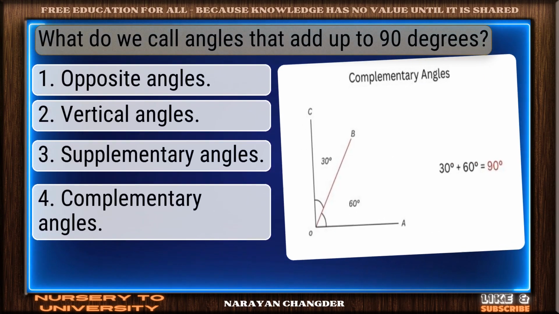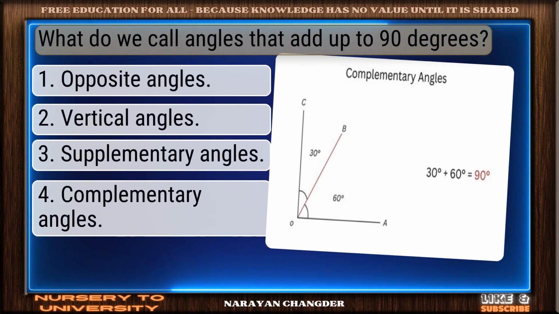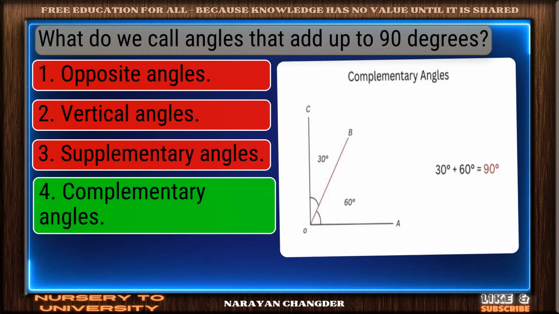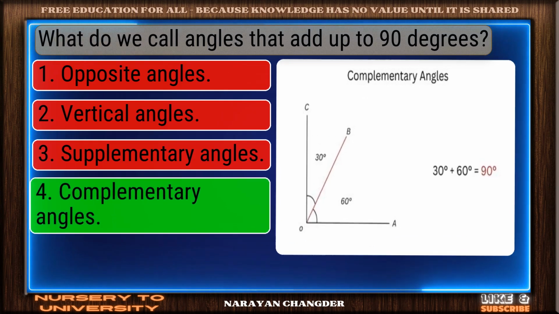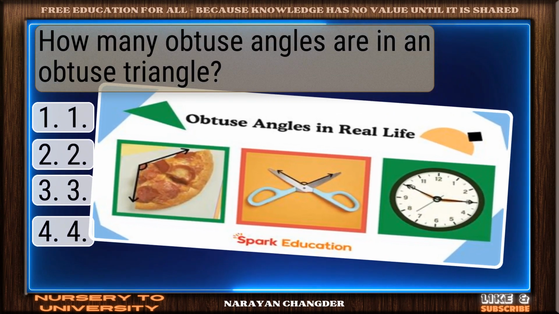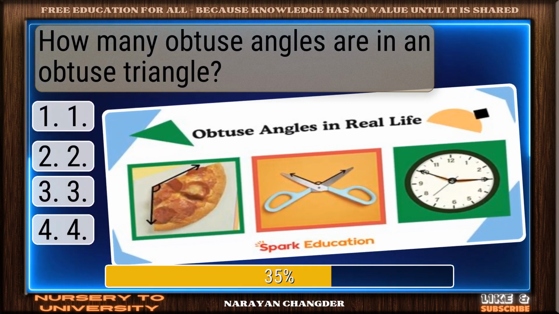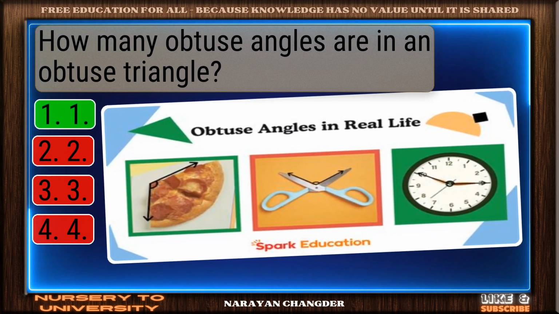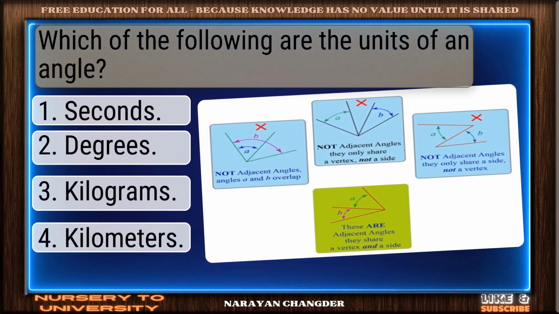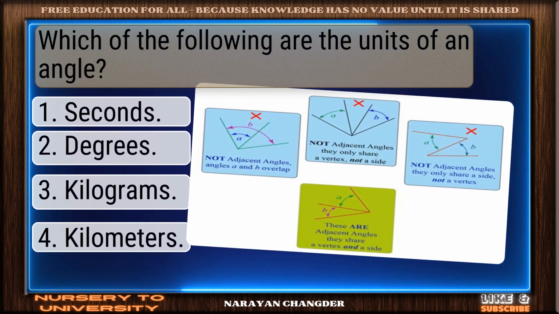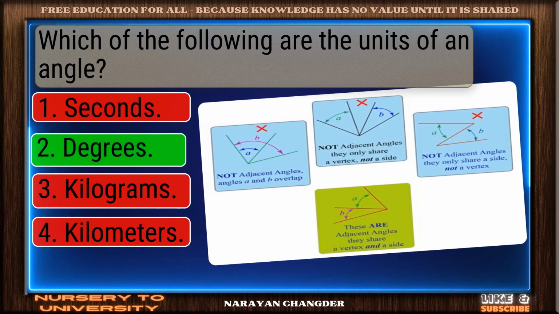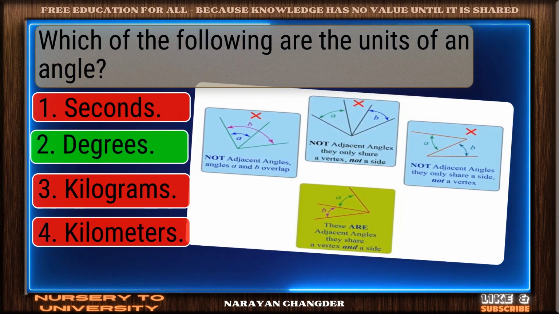Question number 179. What do we call angles that add up to 90 degrees? Bravo. Complementary angles is the answer. Question number 180. How many obtuse angles are in an obtuse triangle? You chose 1 and it is correct. Question number 181. Which of the following are the units of an angle? Well done. Degrees is the right choice.